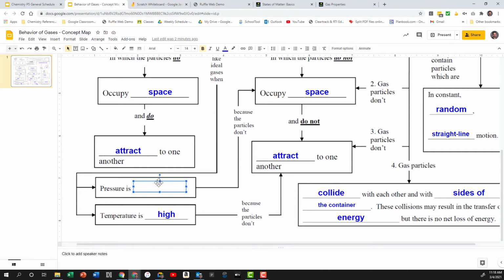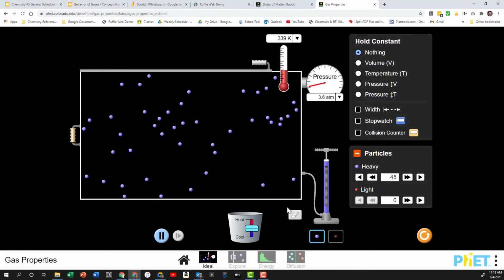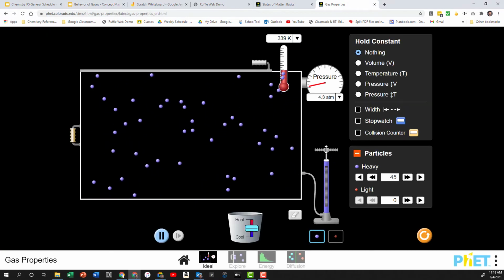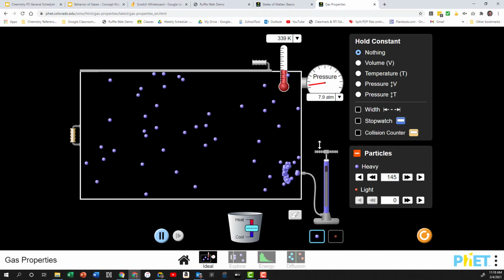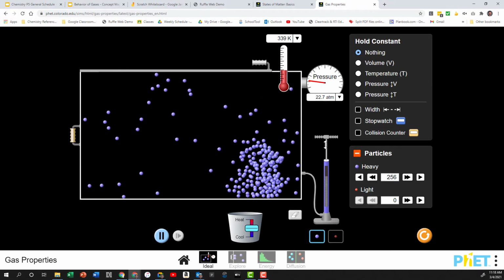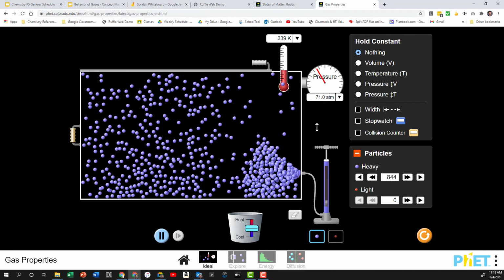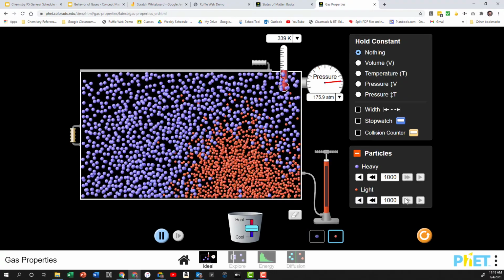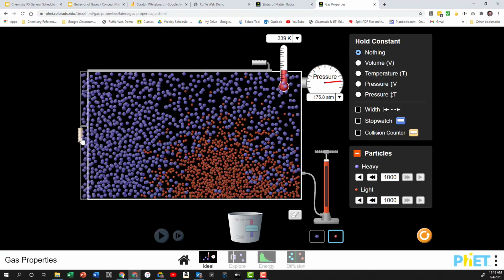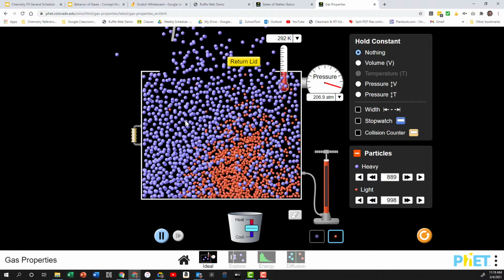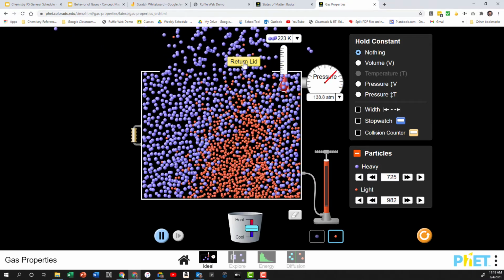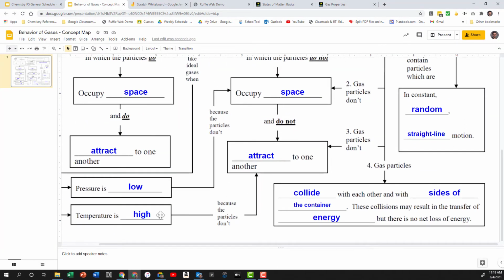You can also see that the pressure would be higher if we increase the number of particles. That would make them occupy a lot of space too, right? Get the pressure high enough, and if I squeeze the lid, see it popped the lid off, the pressure went too high. So when does a gas behave like an ideal gas? You want the pressure to be low and the temperature to be high.